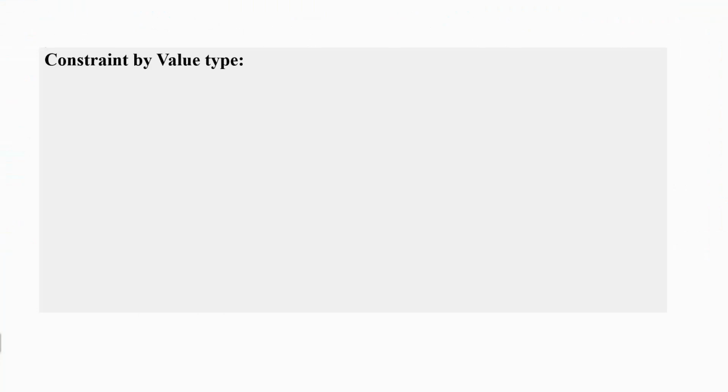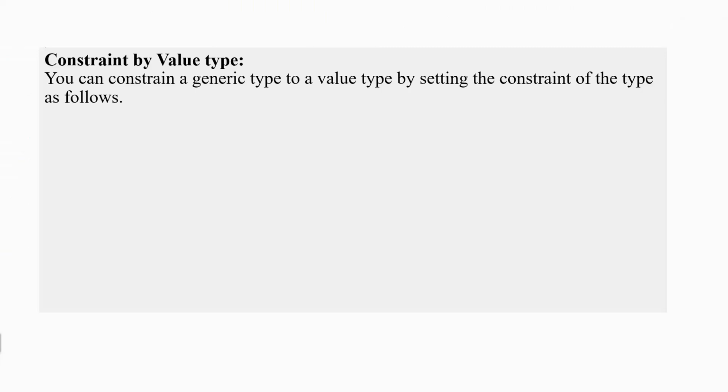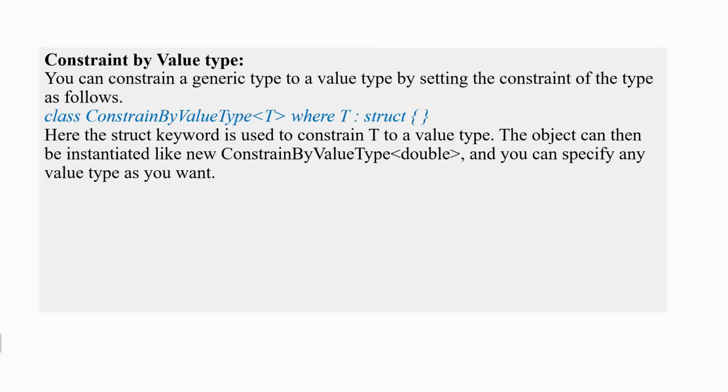Before we go to that code demo, which I will also show you in Visual Studio, a bit of theory. So what about the constraint by value type? Now you can constrain a generic type to a value type by setting the constraint of the type as follows. So class ConstraintByValue, if you name a class and pass a T input parameter of any type where T should be struct. Now the struct keyword is used to constrain T to a value type. The object can then be instantiated like new ConstraintByValueType, a new instance, and you can make it as double and you can specify any value type you want.